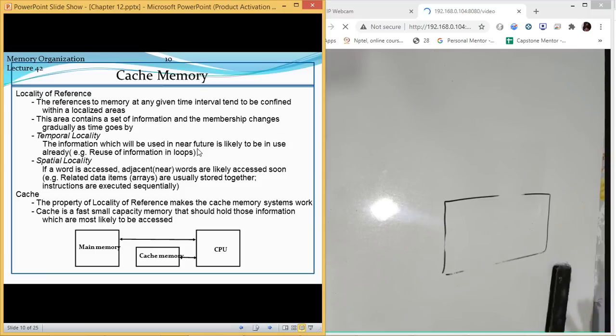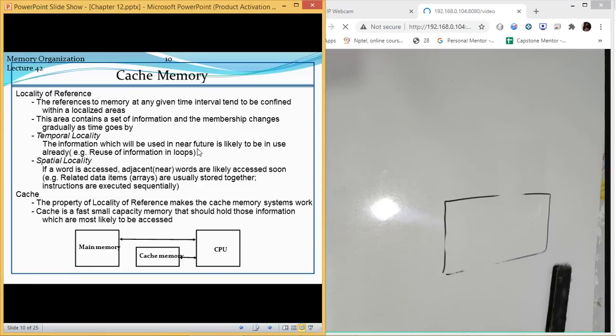So if there is any question about what the basic reason for cache to work is, that is locality of reference, and what the different types of localities are, that is temporal locality and spatial locality. Due to the property of locality of reference, the cache system works. Cache is a very small memory which stores a very small amount of data. But what data should be inside the cache is decided on the locality of reference principle.